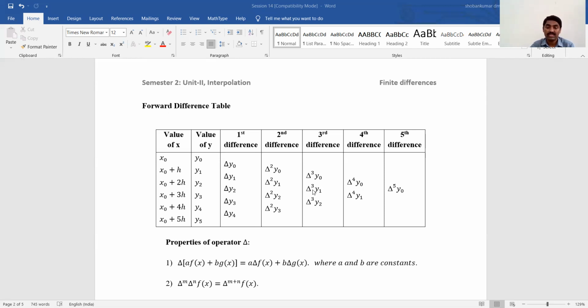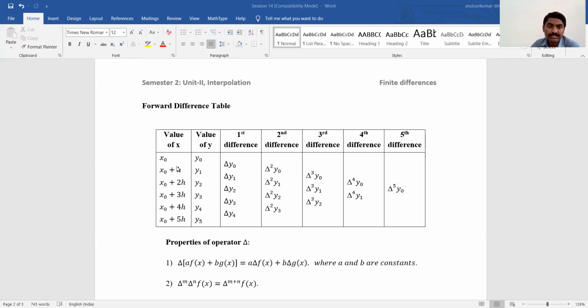Delta 3y2 minus delta 3y1 is denoted by delta 4y1. These are known as fourth forward differences. And finally, delta 4y1 minus delta 4y0 is the fifth forward difference, denoted by delta 5y0.